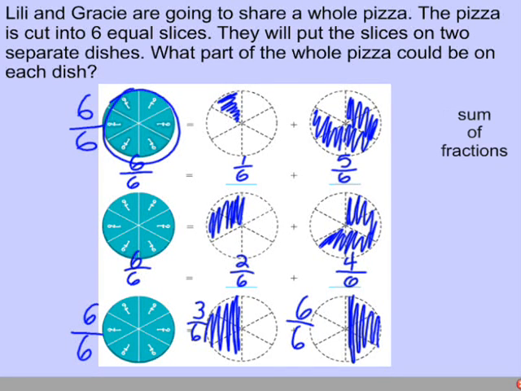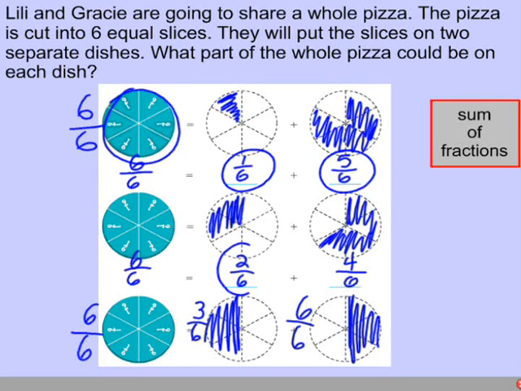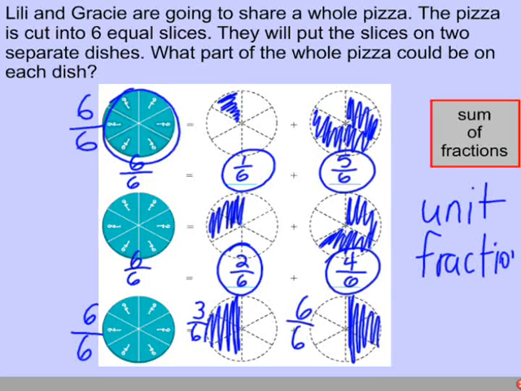This is the sum of fractions. The sum of fractions, these numbers here, would be the sum of fractions. They're not the unit fraction because remember, the unit fraction has a 1 in the numerator. The sum of fractions could just be any fractions that equal the whole. So 1/6 plus 5/6 would be the sum of fractions.